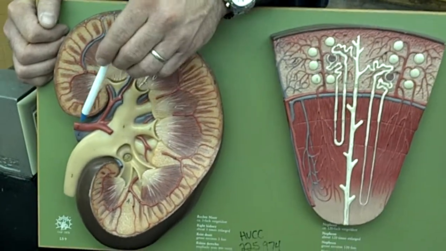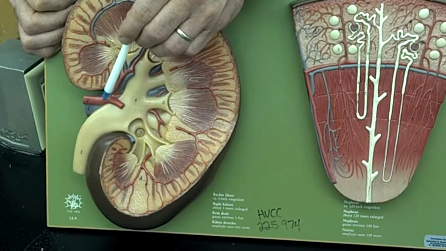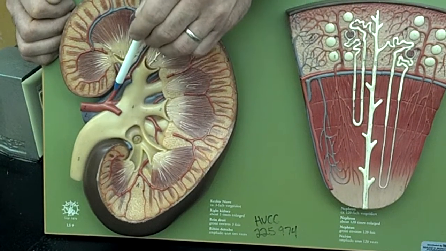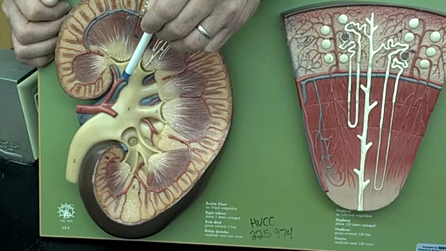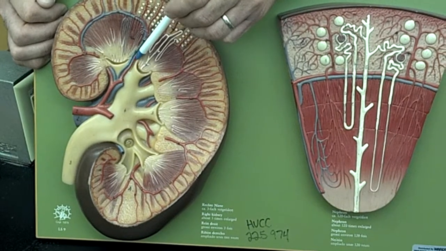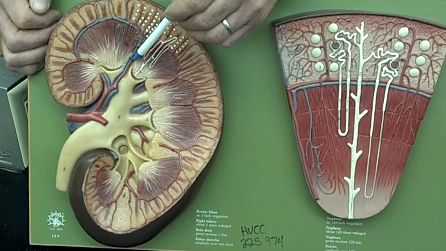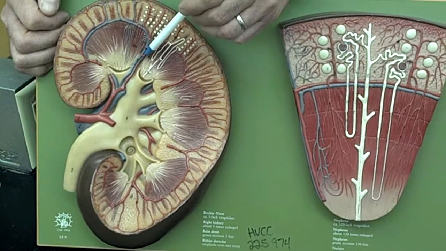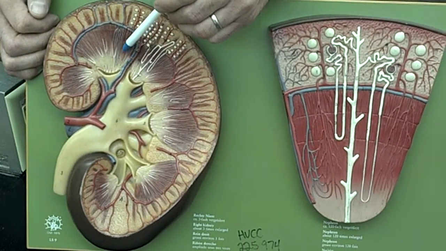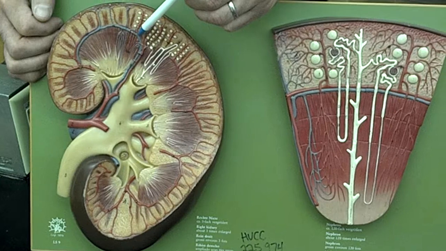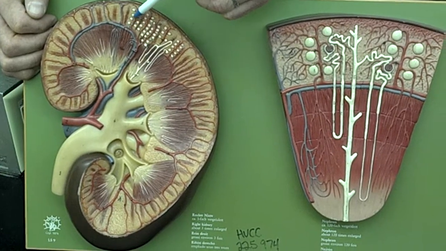We also see here in the hilus the entrance of the renal artery, and it begins to break up into the segmental arteries, the lobar arteries, the interlobar artery as it passes between the renal pyramids in the column, to the arcuate artery, to the cortical radiate artery.